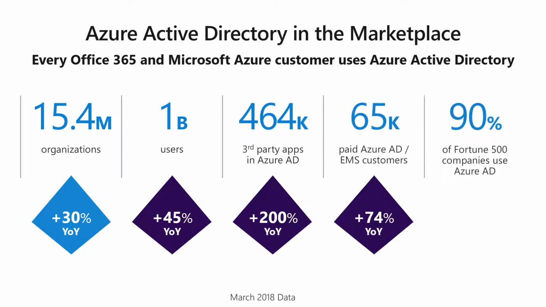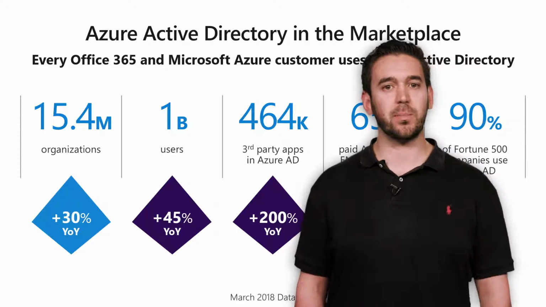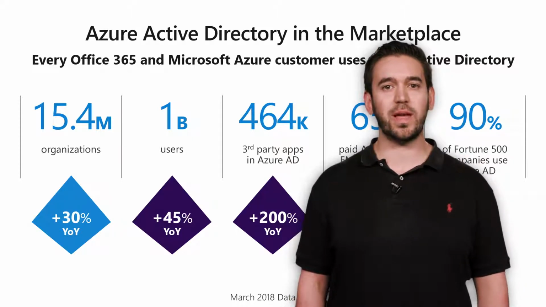Now let's talk about Azure Active Directory. This is the identity and access management service and directory that's used by every organization in Office 365 and Azure. Over 15 million organizations with 1 billion users use it, including 90% of Fortune 500 companies. There are also nearly 500,000 third-party apps integrated with Azure AD today.